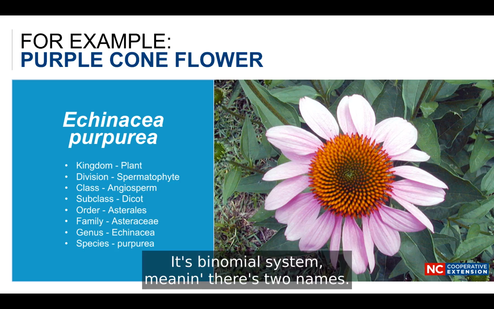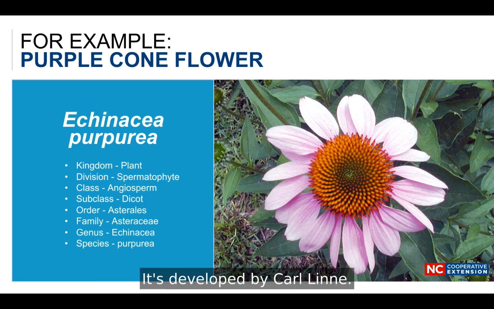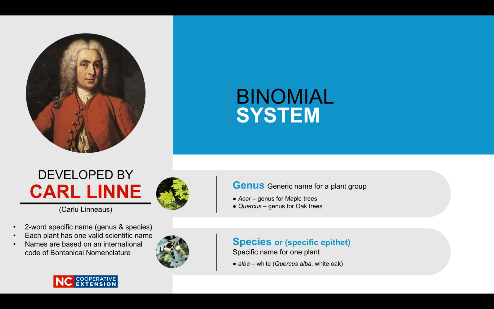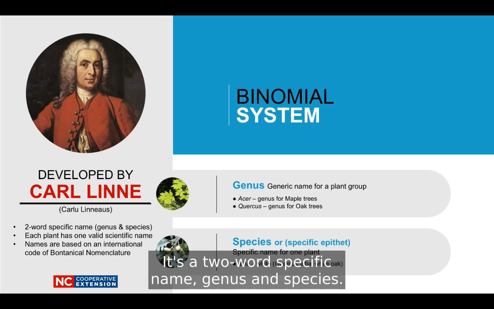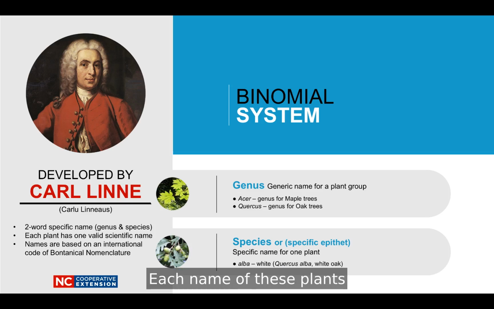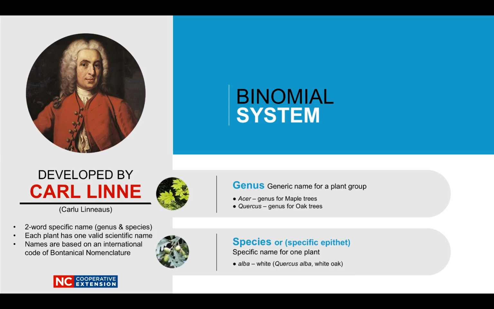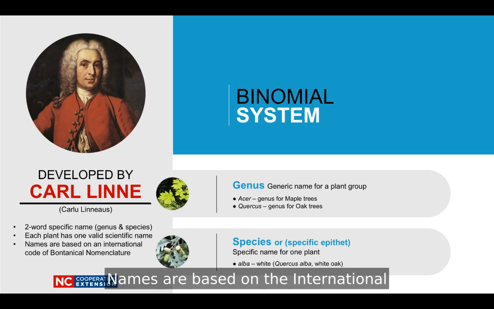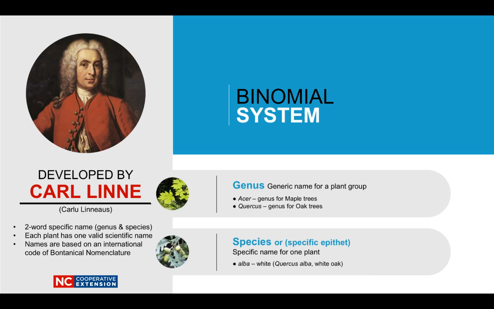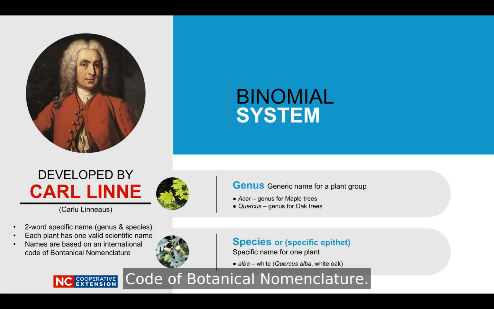It's a binomial system, meaning there are two names. It was developed by Carl Linné. It's a two-word specific name, genus and species. Each of these plants has one valid scientific name. Names are based on the International Code of Botanical Nomenclature.